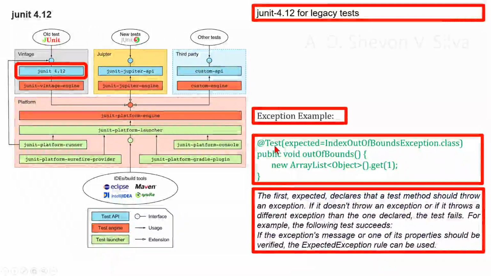The @Test annotation supports two optional parameters for exception testing and for limiting test execution time. Here we are considering the expected parameter as an exception example. The parameter expected declares that the test method should throw an exception. If it does not throw an exception, or if it throws a different exception than the one declared, the test fails. For example, this test succeeds here.